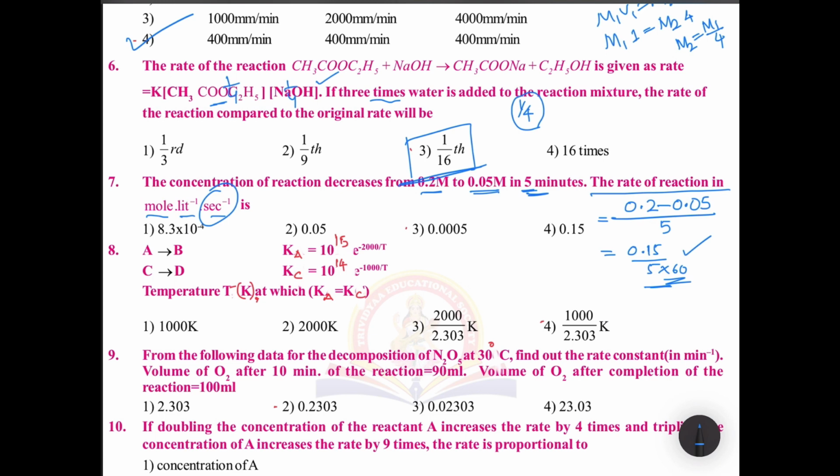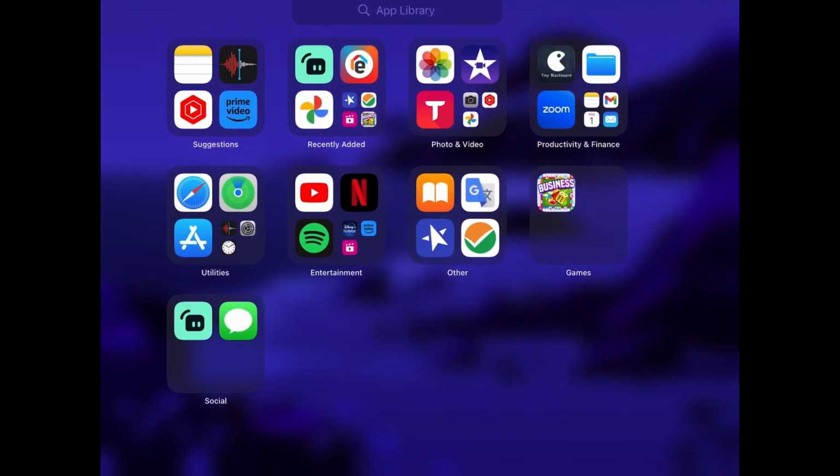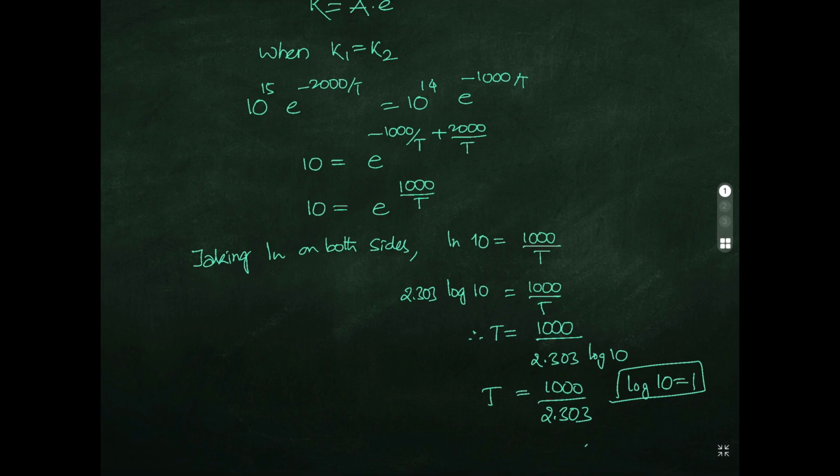Eighth question: A gives rise to B, Ka is equal to 10 power 15 e to the power minus 2000 by T. C due to T, Kc is equal to 10 to the power of 14 e to the power minus 1000 by T. Find the temperature T at which Ka is equal to Kc. Okay, this is one very important question. I will show you this on another page. Yes, here is your answer.